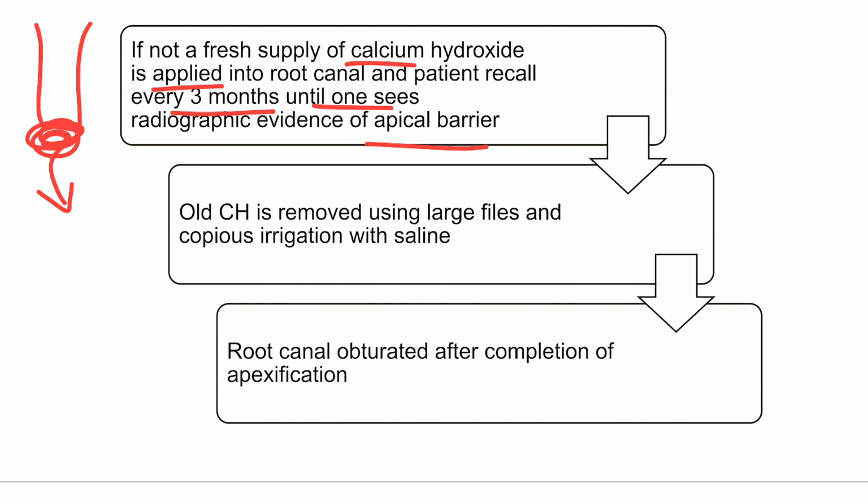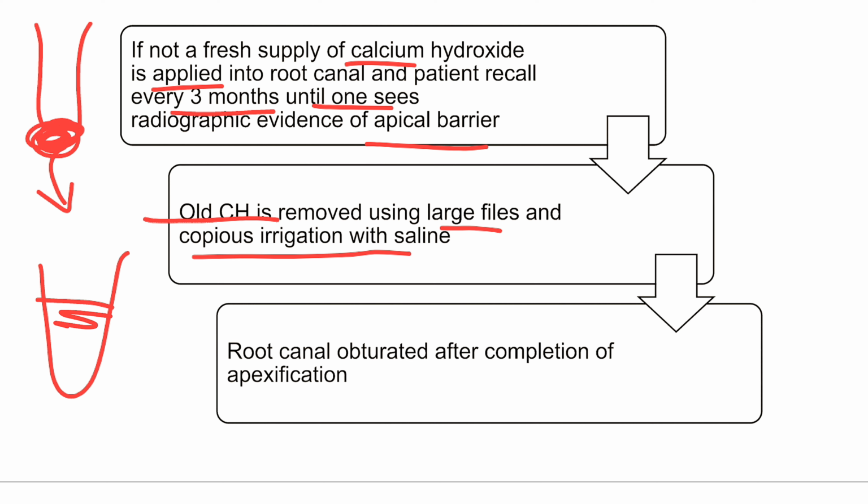Imagine a case where the calcific barrier has already formed at the apex after 3 months. In that case we remove the old calcium hydroxide using large files and copious irrigation with saline. As the canal is fully filled with calcium hydroxide, we have to remove all of it. Only the apical barrier should remain at the apex of the root, and the canal is obturated with gutta percha.